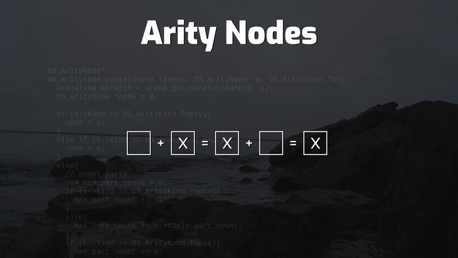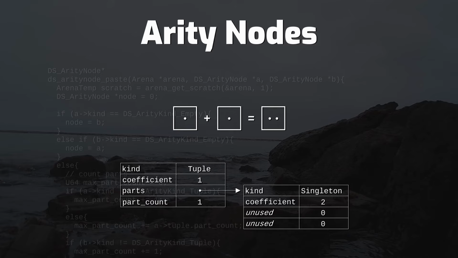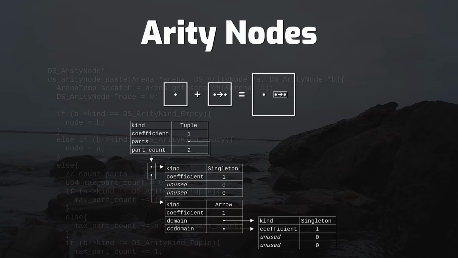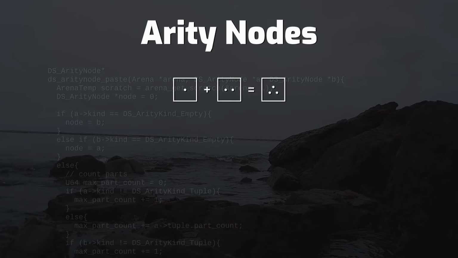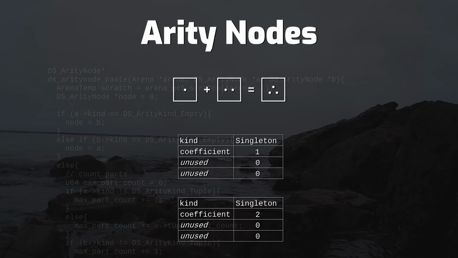Empty arities are simply going to collapse away, so we can handle them easily. With 2 singleton inputs, the output is going to be a tuple with a singleton part and a coefficient of 2. If instead we have 1 singleton and 1 arrow for the inputs, the output is still a tuple, but now with 2 parts, 1 for each of the inputs and each having a coefficient of 1. If we have a tuple in the input, we want to decompose the parts from that input tuple and put them back together into the output tuple.